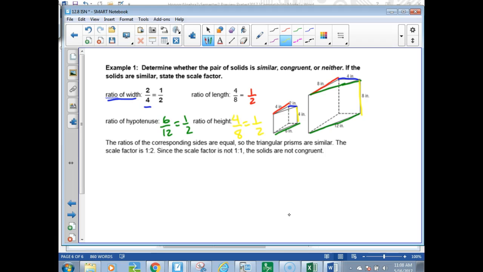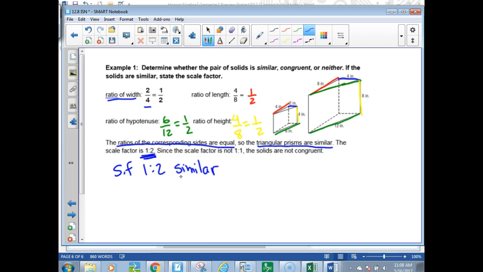So what I've found out is that every pair of sides, what's it reduced to? 1/2. Therefore, the ratio of the corresponding sides are equal. So the triangular prisms are similar. The scale factor is 1 to 2. Scale factor 1 to 2. Since the scale factor is not 1 to 1, the solids are not congruent. Right? Scale factor was 1 to 2. They are similar.